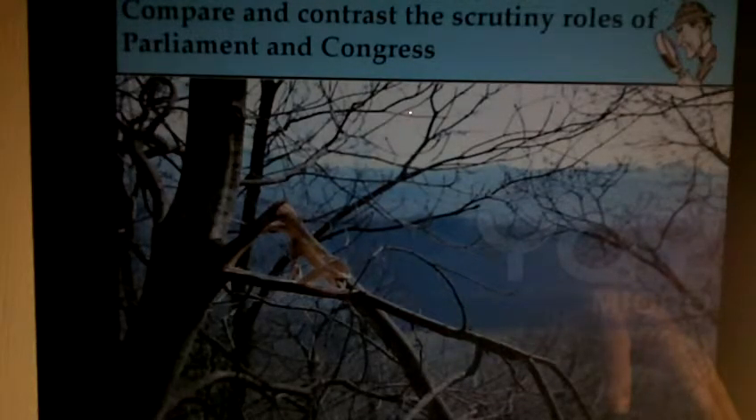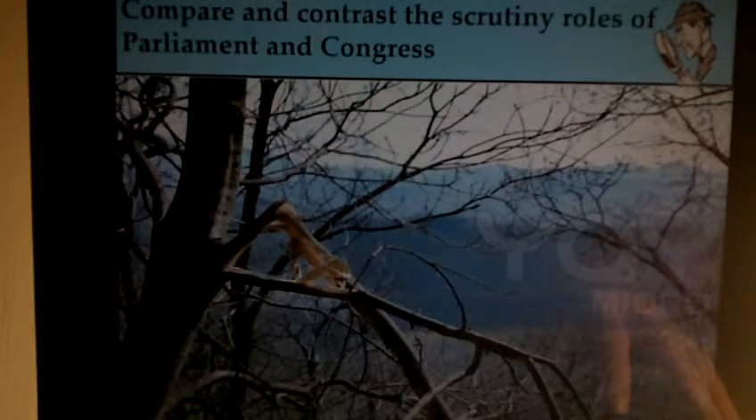The point has been further developed by Ornstein and Mann in The Broken Branch, which has been highly critical of the way in which the Republican-dominated Congress between 2000 and 2006 failed to exercise scrutiny or oversight over the Bush administration with respect to such issues as terrorism.